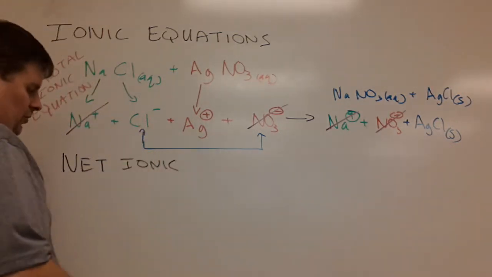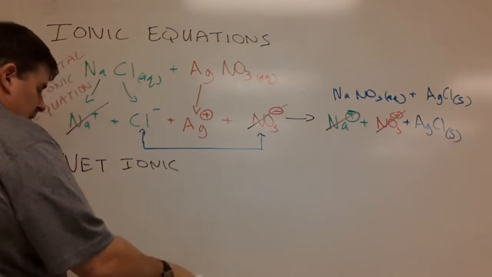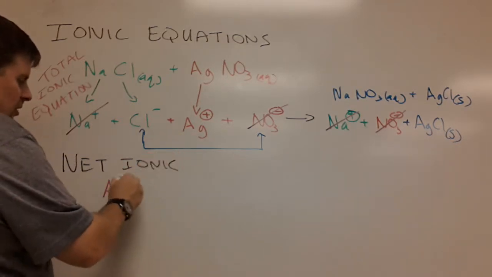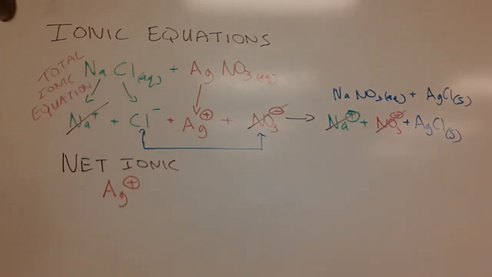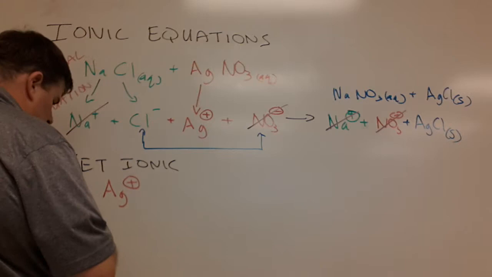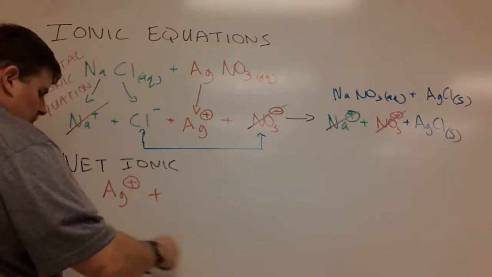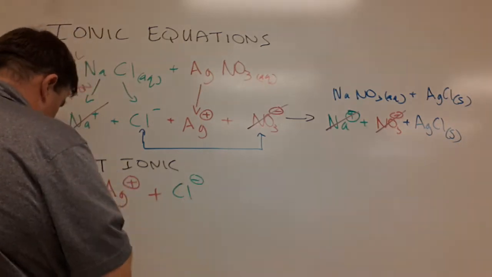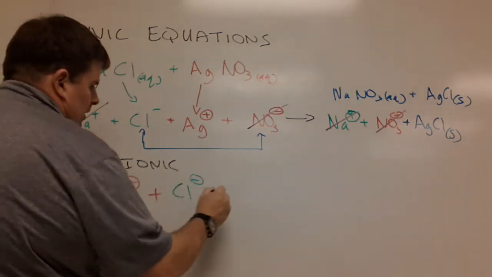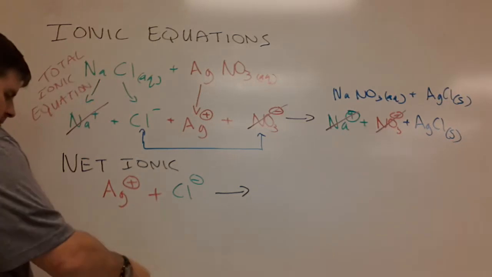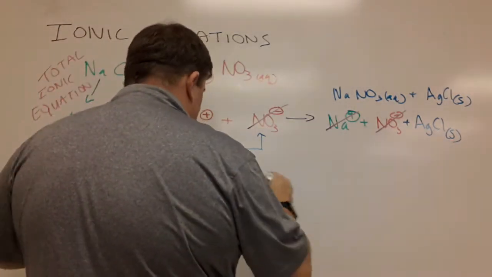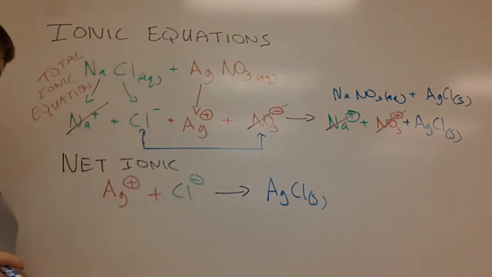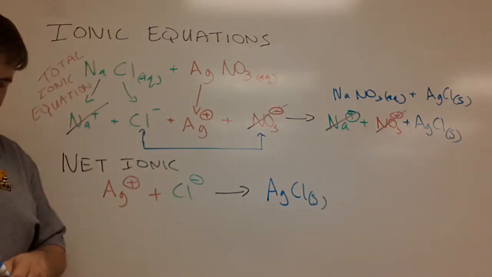But the silver and the chloride are important. So for a net ionic equation, and generally we start with cations, I get the silver, and I add that to the chlorine, and what I get out of this system is silver chloride solid. Okay? So that's my net ionic equation.